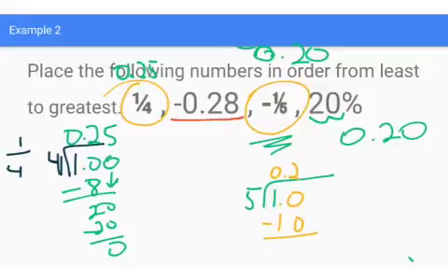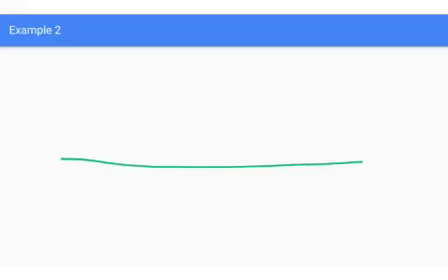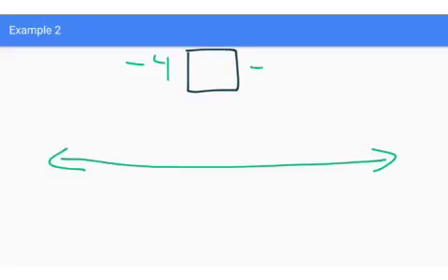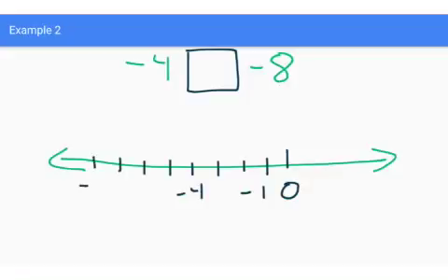Okay, real quick, let's remember something about negatives. Let's say we were comparing a negative 4 compared to a negative 8. Okay, you may want to think that the negative 8 is larger because you know that 8 is more than 4. But if we think about this on a number line, let's say this is 0, okay? Then this would be negative 1, negative 2, negative 3, negative 4, negative 5, negative 6, negative 7, negative 8.